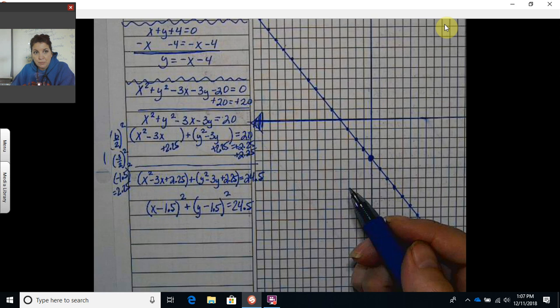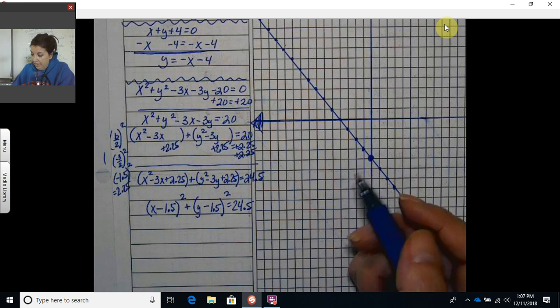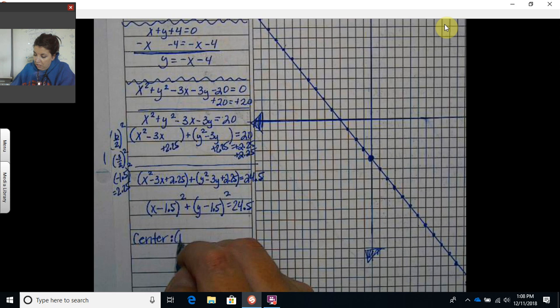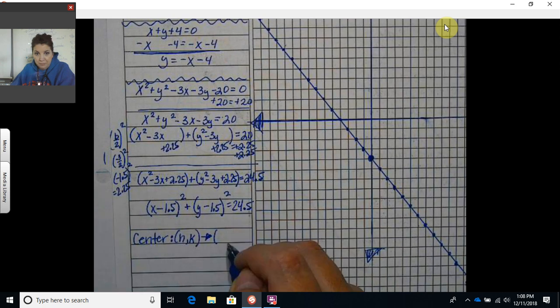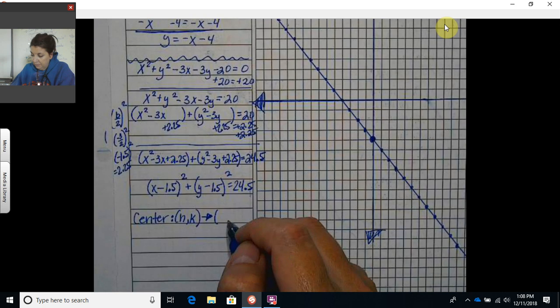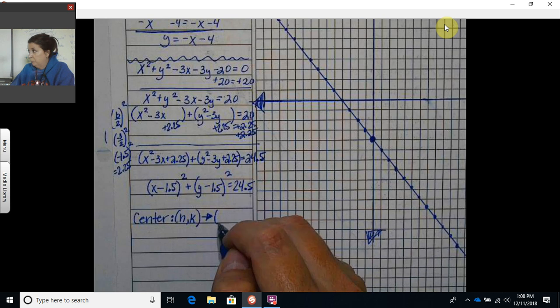So now, is this in general form? Yes. X minus h quantity squared plus y minus k quantity squared equals r squared. So my center is at h comma k. I have to change the sign of both the h and the k. Where's the center? 1.5 comma 1.5.